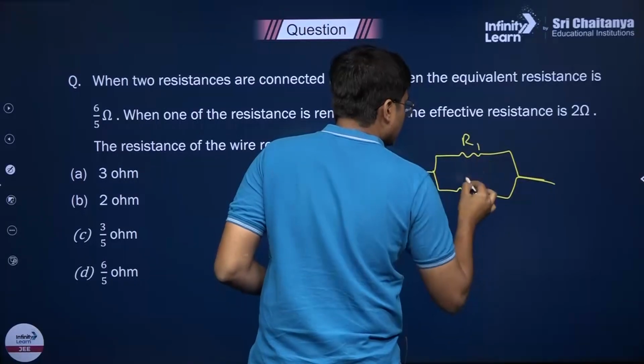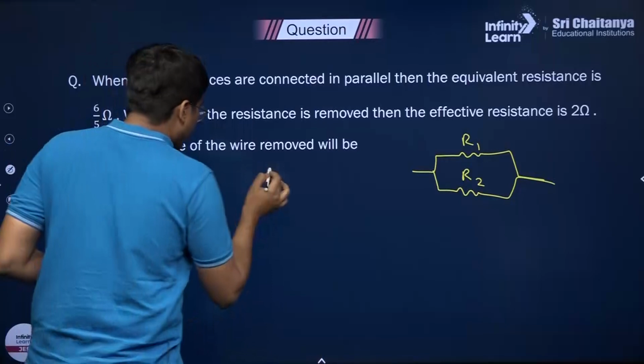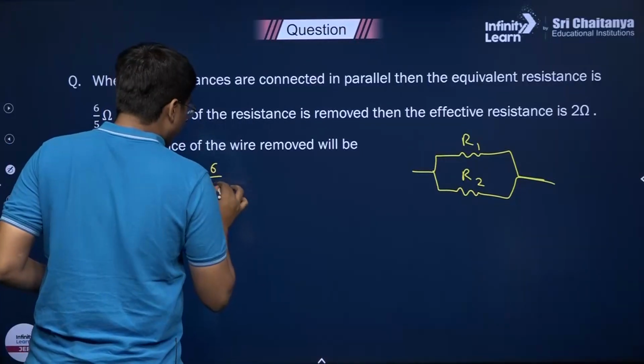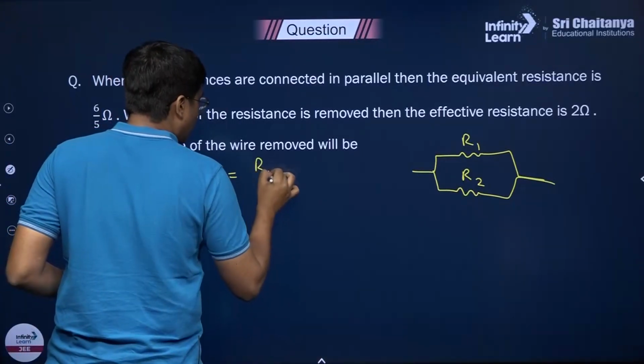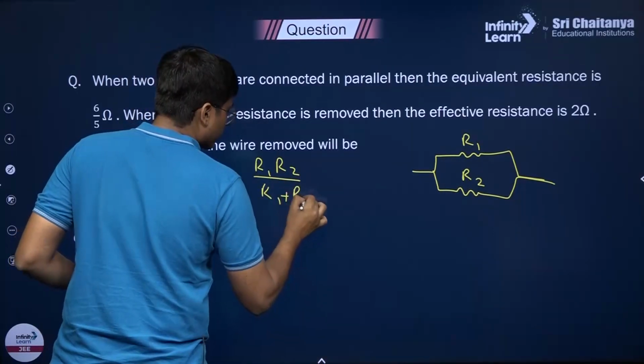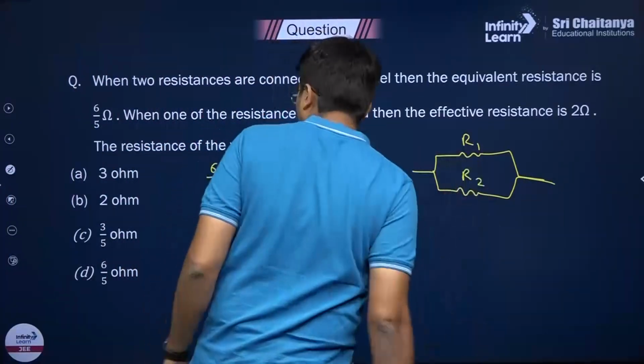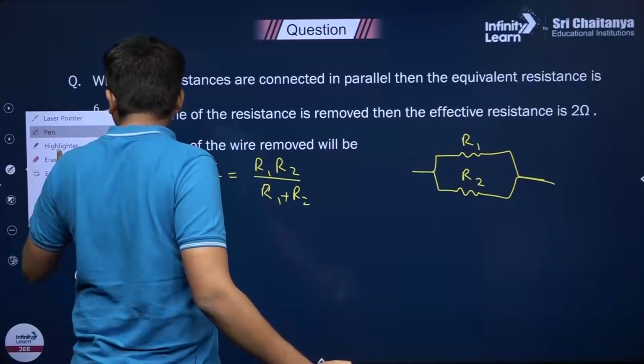And this is R1, this is R2. Now the equivalent is 6 by 5 ohms, which means 6 by 5 is equal to R1 R2 divided by R1 plus R2. Now suppose I remove this R1. I remove R1. Let's erase it out.